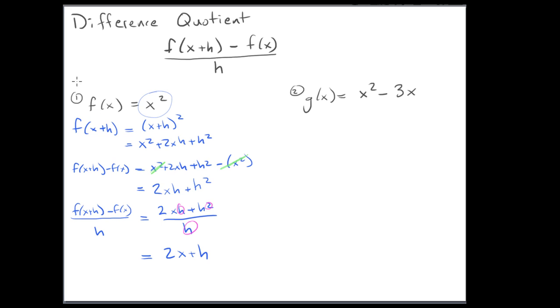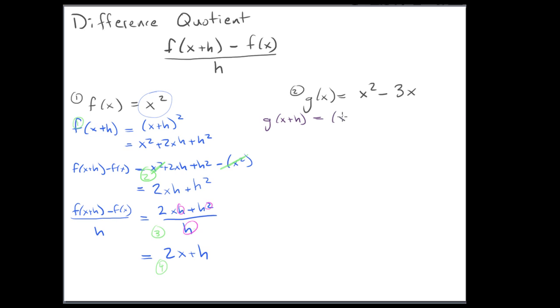We figure out f of x plus h. We do a little simplifying and see what's going to cancel. We divide and look for the h's to reduce out. And then we have our simplified difference quotient. Let's do this all again for g. And g of x is equal to x squared minus 3x. So we're going to start by finding g of x plus h.